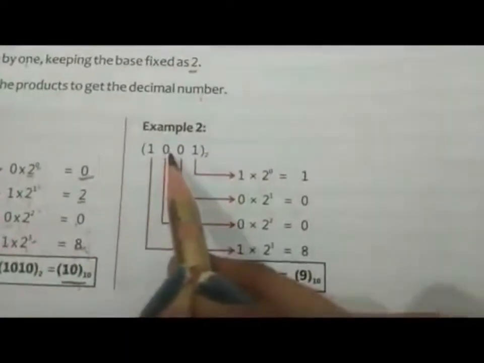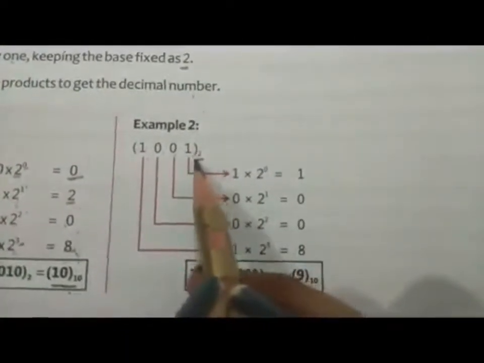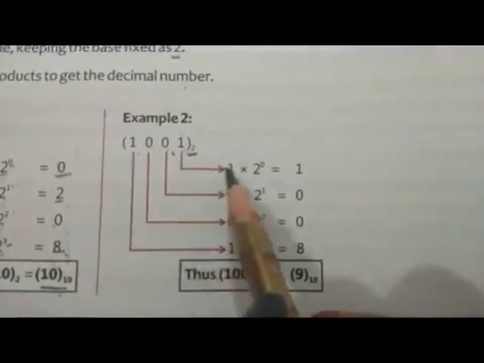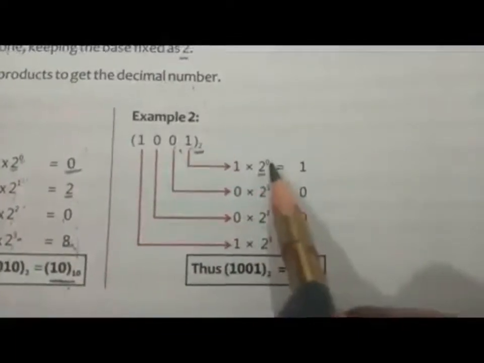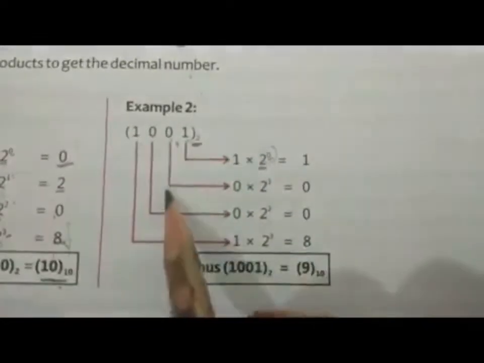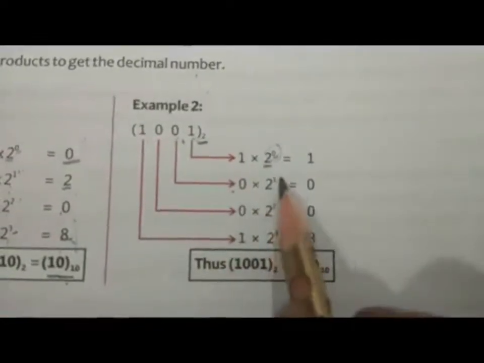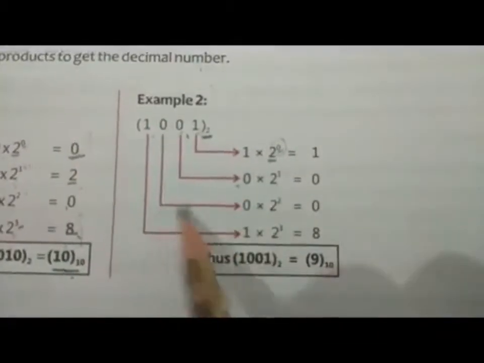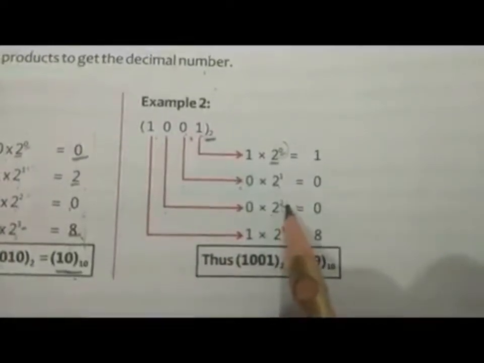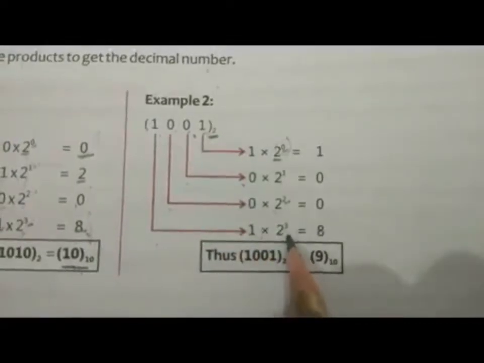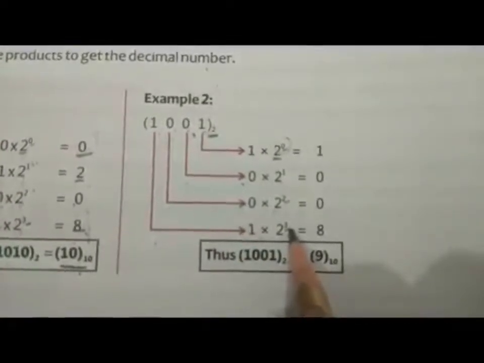Let's take one more example here. 1 0 0 1 base 2. Now we will have to convert it into the decimal number. The first number will be multiplied by 2 raised to power 0 because it is in the ones position. The second number is multiplied by 2 raised to power 1 because it is in the tens position. The third number is multiplied by 2 raised to power 2 because it is in the hundreds position. And 1 is multiplied by 2 raised to power 3 because it is in the thousands position.